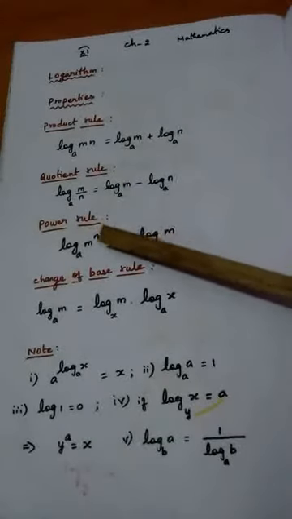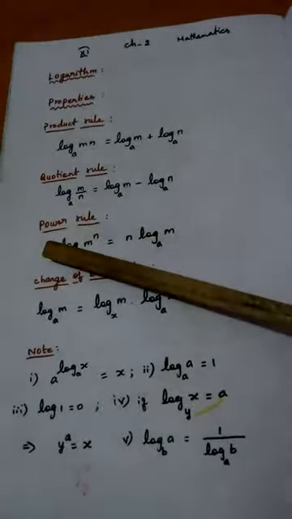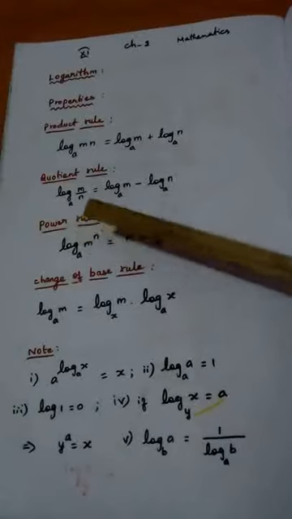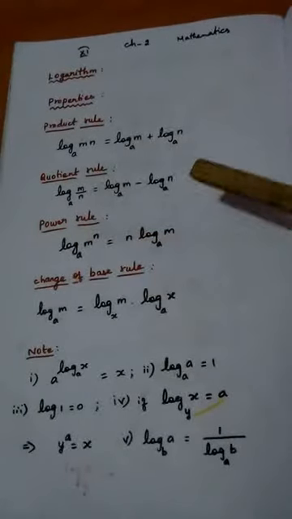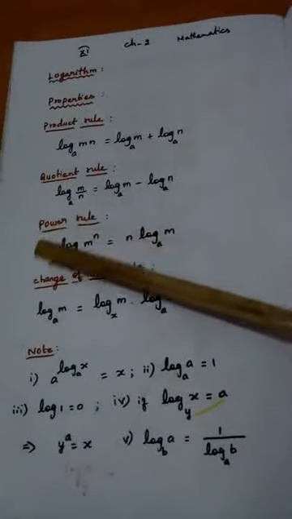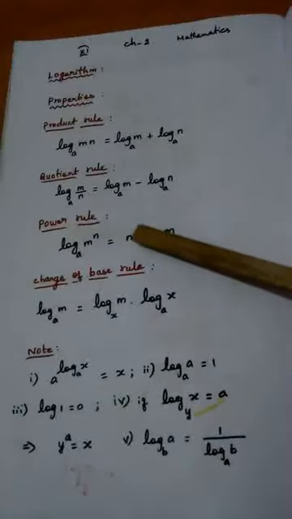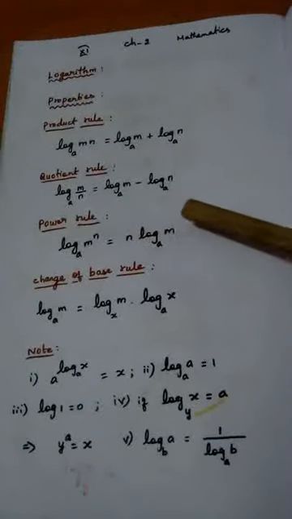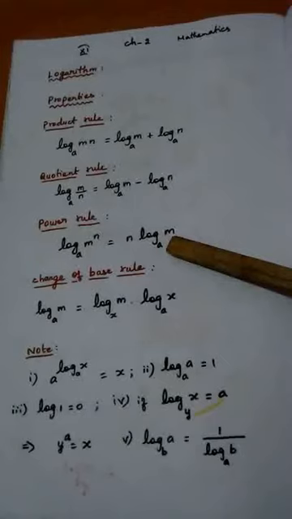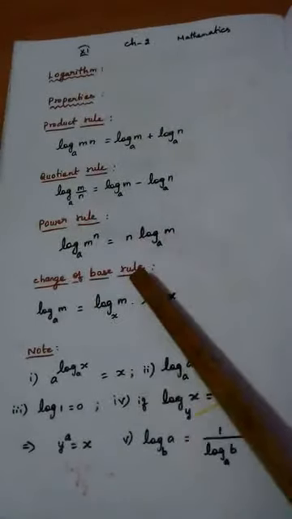What is power rule? The power can be brought forward. Log m power n base a can be written as, this n comes before, so n into log m base a. What is meaning of change of base rule?